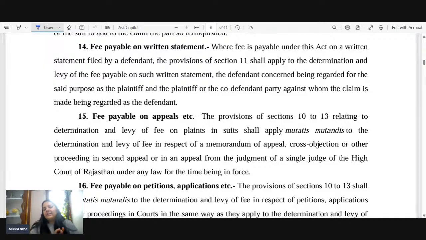Next, fee payable on written statement. So what will be the fee that will be payable on written statement? Where there is a fee payable under this act on a written statement, the provision of section 11 shall apply to the determination and levy of the fees. So same procedures ऊपर वाले apply हो जाएंगे.